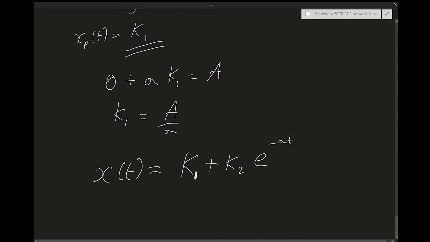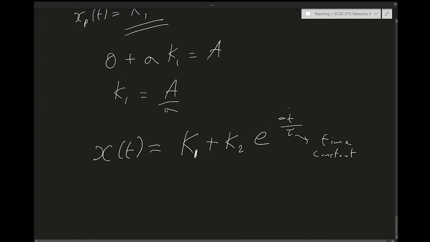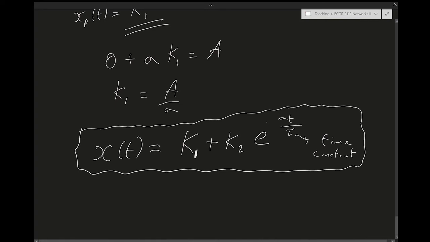Another thing I want to do: instead of a, I want to put its reciprocal. And this reciprocal, I'm going to call it tau, the time constant. It divides time, so it must have units of time. Whatever term is attached to the exponential must be unitless, so tau must have units of time. This is called the time constant of the circuit. And this is the general solution of a first order ODE.